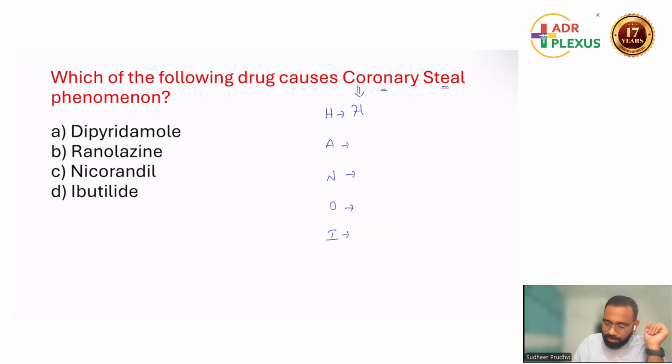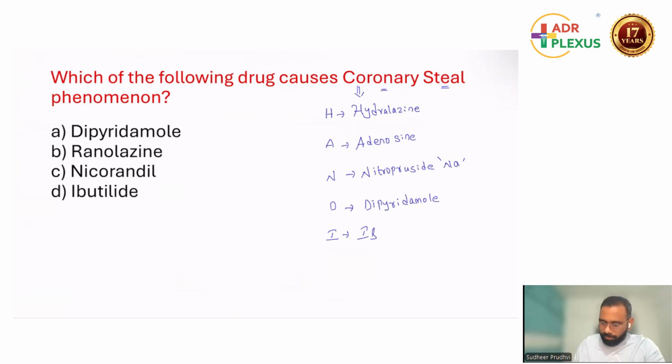So what are those? H, hydralazine, A, adenosine, N, nitroprusside, sodium nitroprusside, anything is fine. Next, D, dipyridamole, I, isoflurane. That's all about the drugs which cause coronary steal phenomenon. Among those, obviously, dipyridamole, HANDI drugs, D is dipyridamole. And what about the other options, sir?